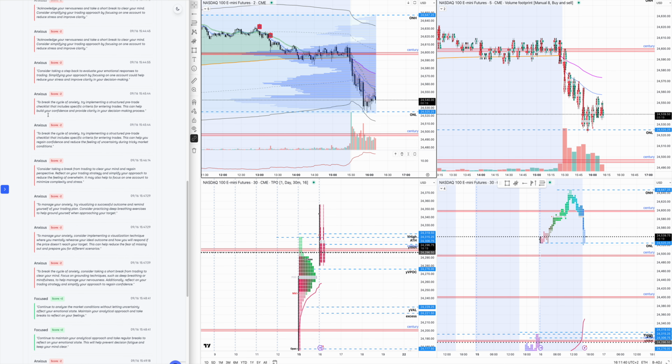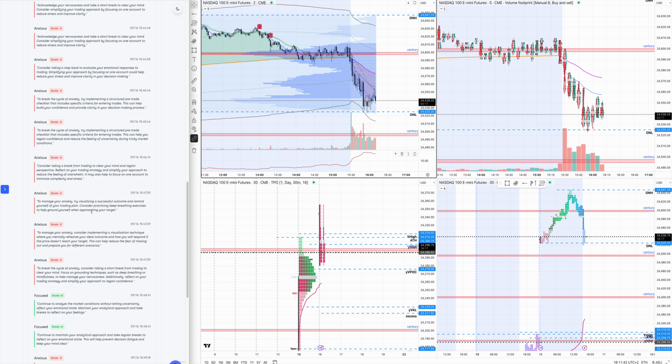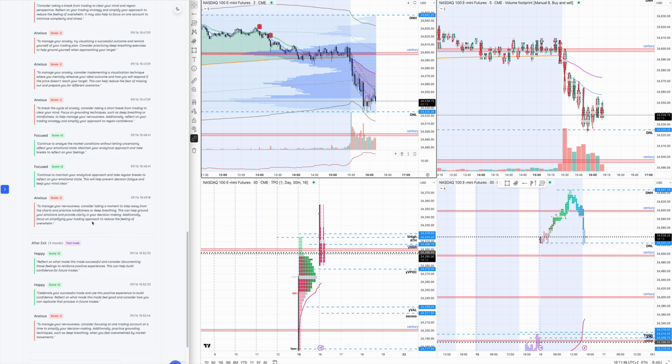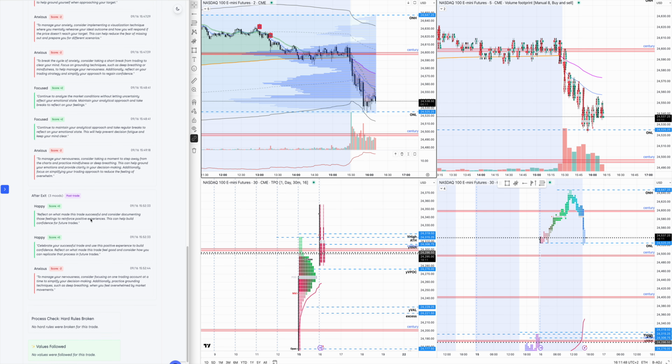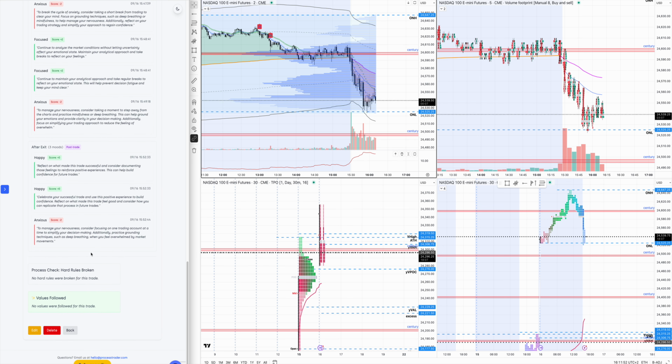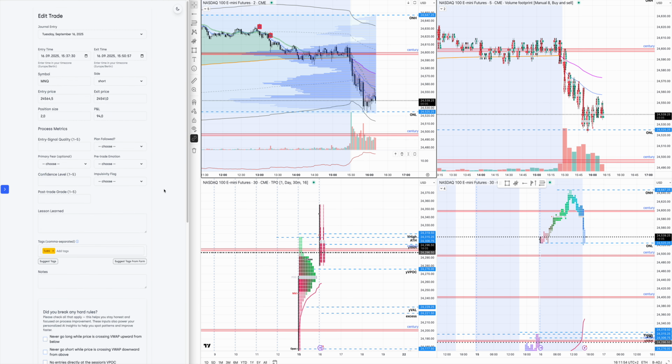And yeah, you see a lot of anxiousness. As I said, it was not easy to hold this short. And after the exit, even happy, anxious. Okay, then let's edit this trade and just add a couple of things. I don't want to keep you for so long, but I see the volume point of control just migrated down. Very interesting move actually.